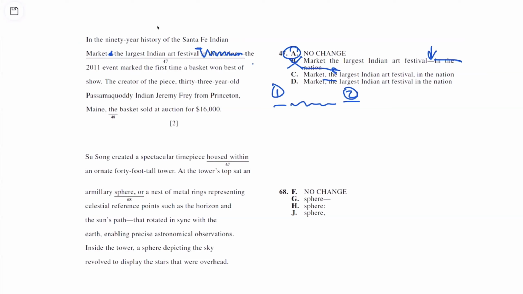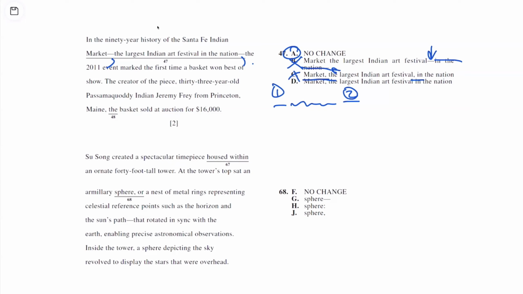Now, C is incorrect for the same reason. B is incorrect. You could use commas here. These M dashes could also be commas here, setting out parenthetical information as well. So if you had commas after market and a comma after nation, that would work. But notice these commas are placed in the same spot that the M dashes are placed in B, making C incorrect because it would ruin that sentence.